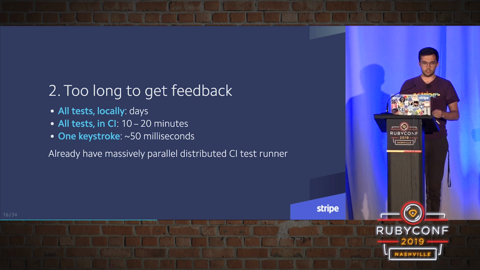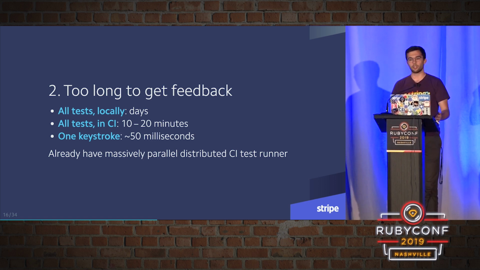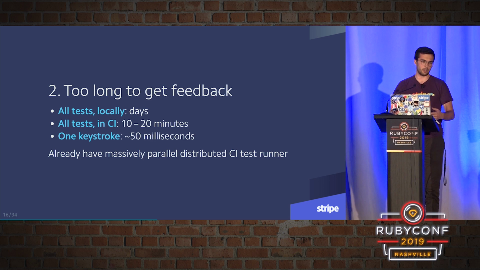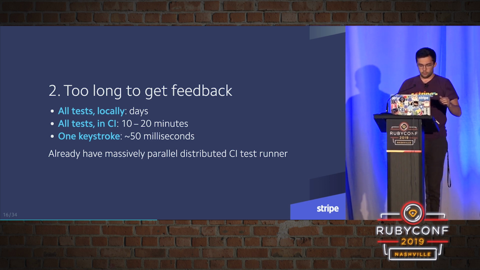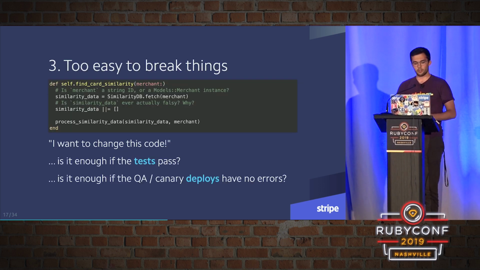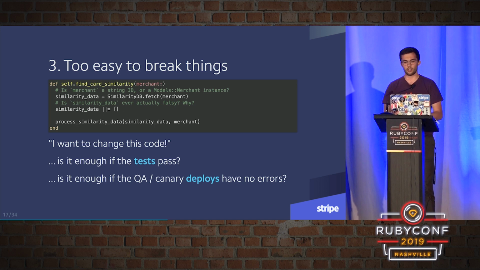We really want to measure ourselves based on how fast people can actually change the code. People can type a single key inside their editor and see it render on the screen in milliseconds. So why should we not measure ourselves and aspire to give them feedback that quickly? That's what we're trying to get to in terms of too long to get feedback about the code. And then the third is that it's too easy to accidentally break things.